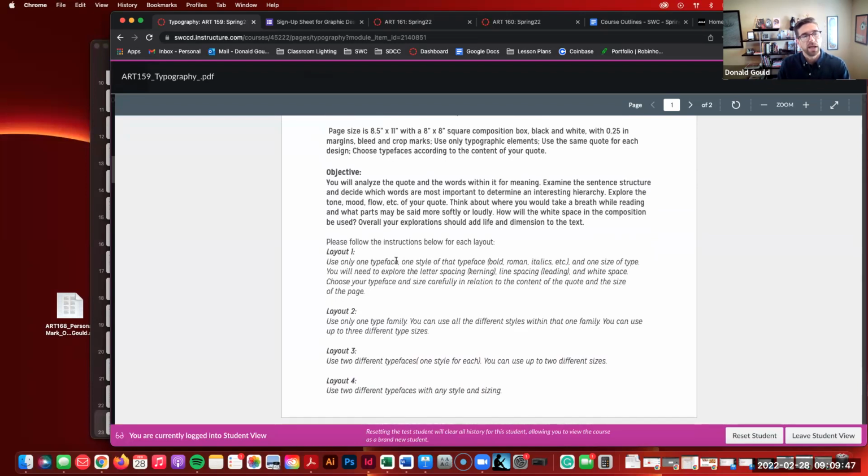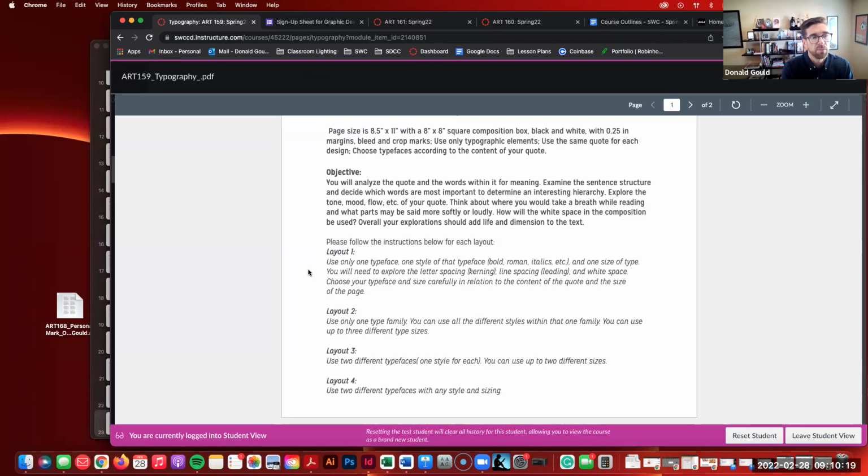So you're going to have 4 layouts, and each one of these layouts is going to be kind of different. You're going to be opening up different options for you to use as you work through these layouts. So layout number 1 is going to use only one typeface and only one style of that typeface. So again, basically one font within that typeface, right? A bold version, a Roman version, an italic version, etc. You can also only use one size of type, so we're not using scale within this first layout.